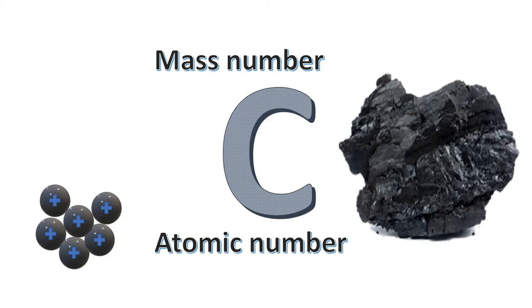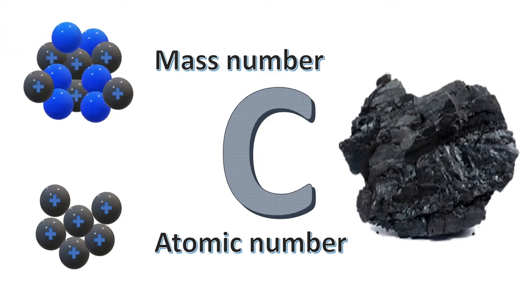The bottom number is the amount of protons that are inside carbon. We can sometimes call this the proton number. Carbon has 6 protons. The top number, the mass number, is the amount of protons and neutrons inside carbon. There are 6 neutrons and 6 protons. If we take away the proton number from the mass number, we can calculate how many neutrons are inside carbon.